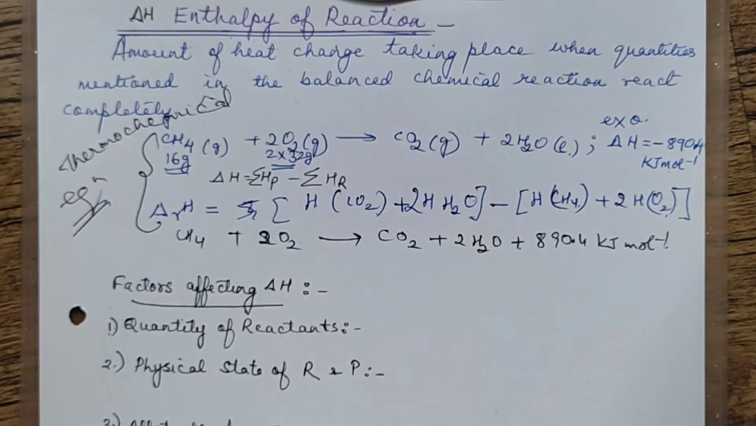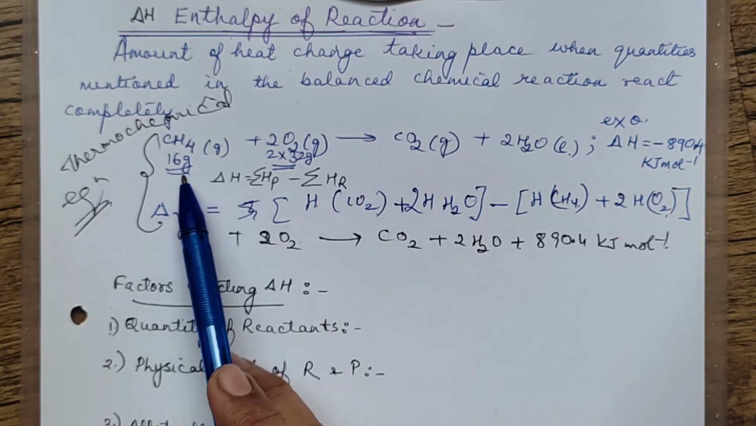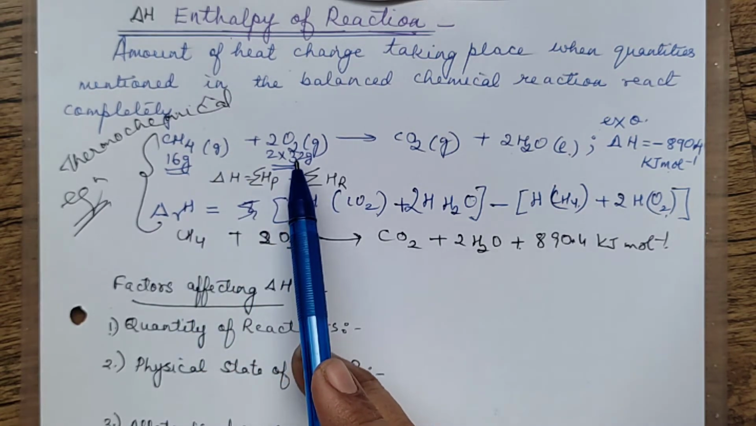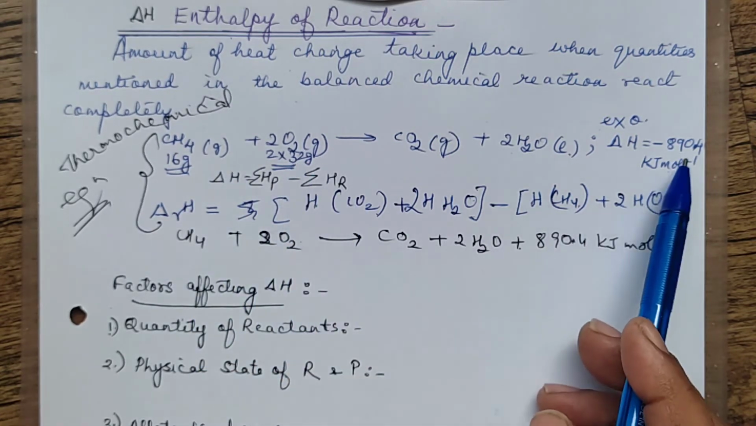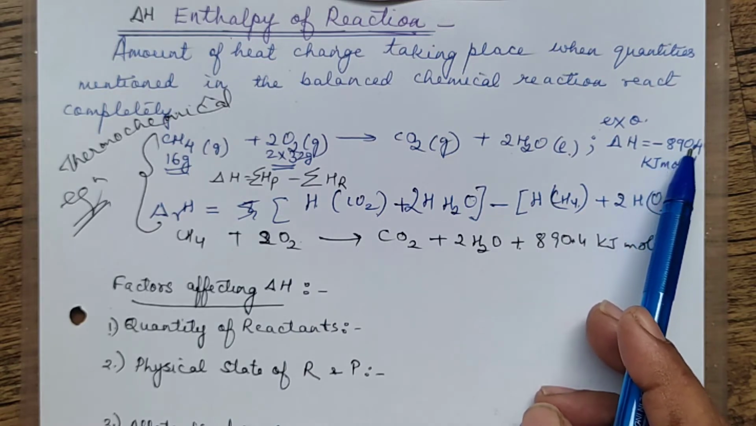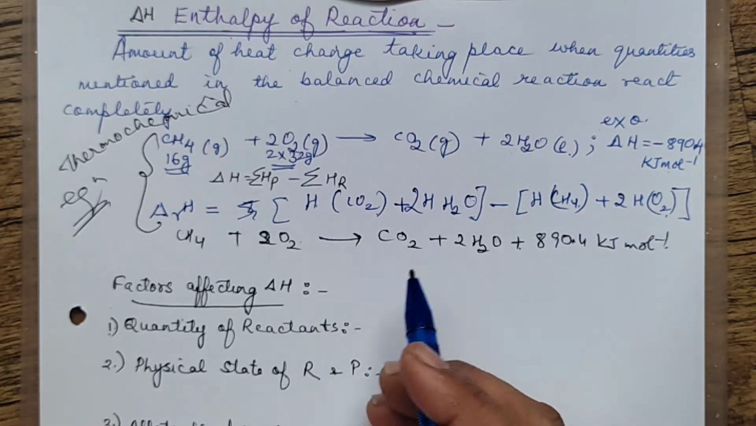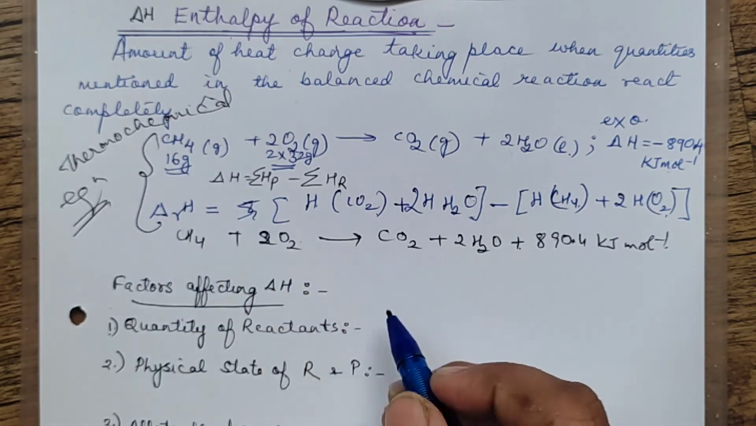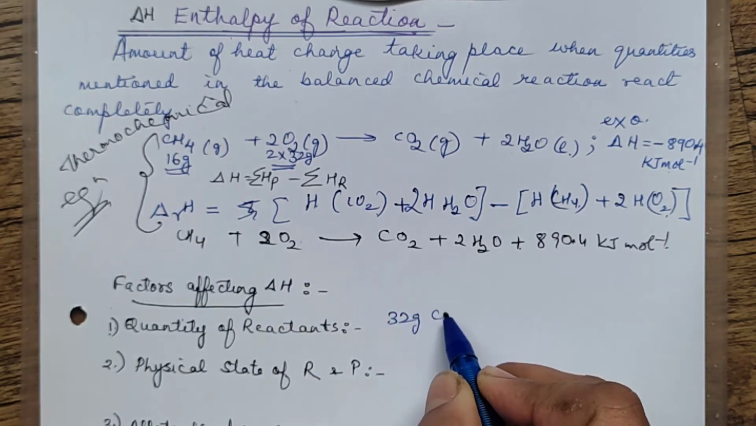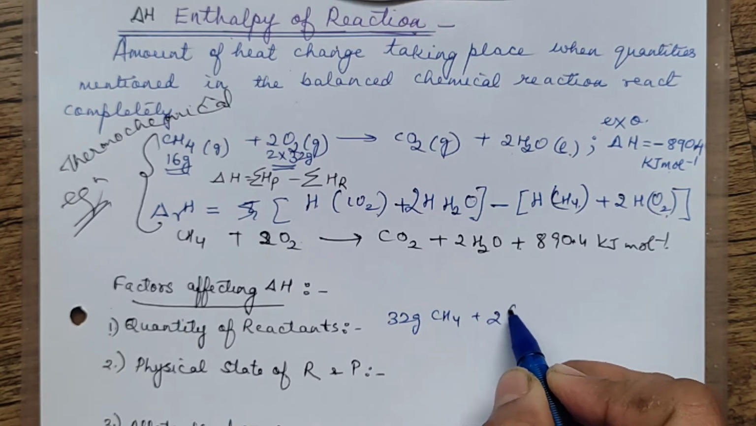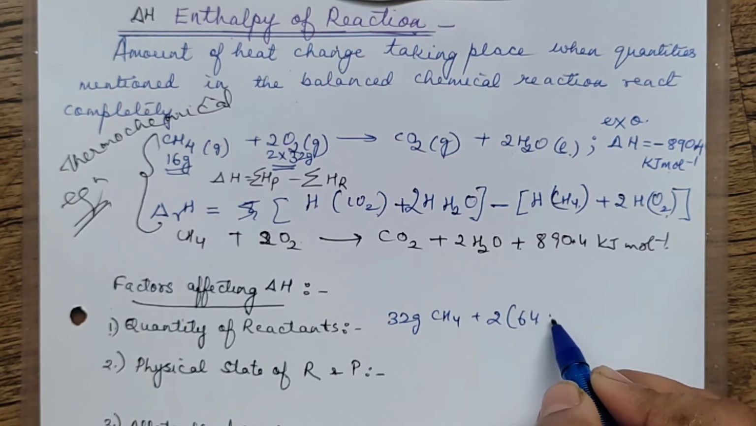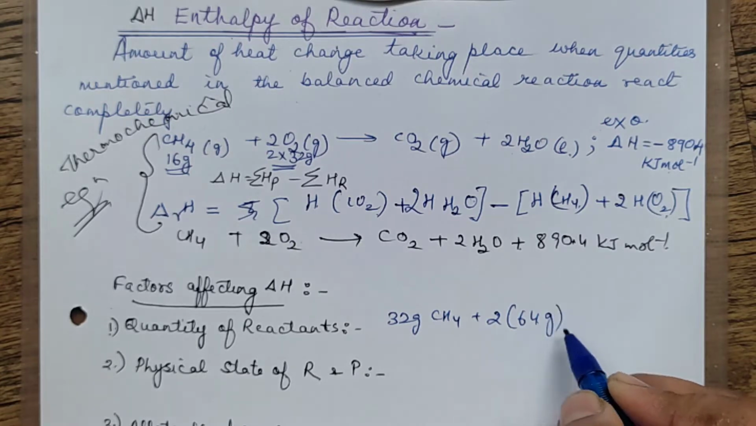Fine. Now moving on to the factors affecting the enthalpy of the reaction. The first factor which affects the enthalpy of the reaction is the quantity of reactant. Meaning, if I am saying 16 grams of methane is reacting with 64 grams of oxygen, the heat liberated is say 890.4 kilojoules per mole. Suppose I double this amount. I take, say, 32 grams of methane and make it react with twice of 64 grams of oxygen.